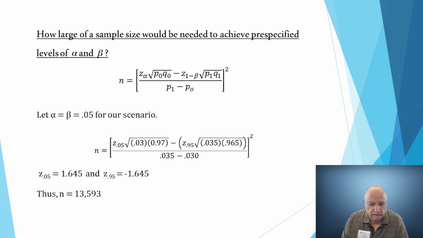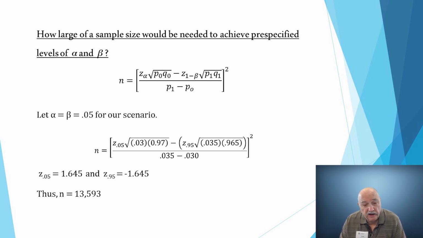And since Z sub 0.95 is, based on the symmetry of the standard normal distribution, just creating a left tail probability of 0.05, those two Z values are just the negative of each other. So Z sub 0.05 is 1.645. Z sub 0.95 is equal to minus 1.645. That happens simply because we've let alpha and beta both be equal to 0.05.